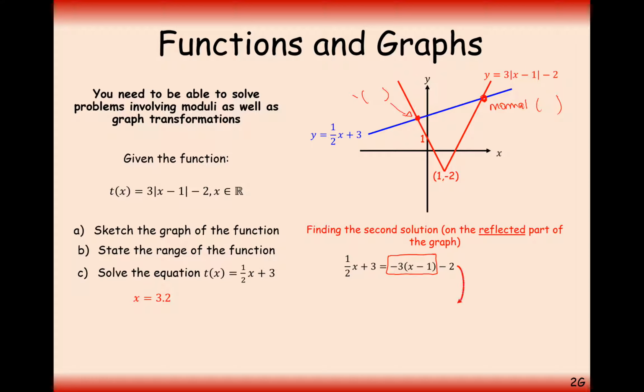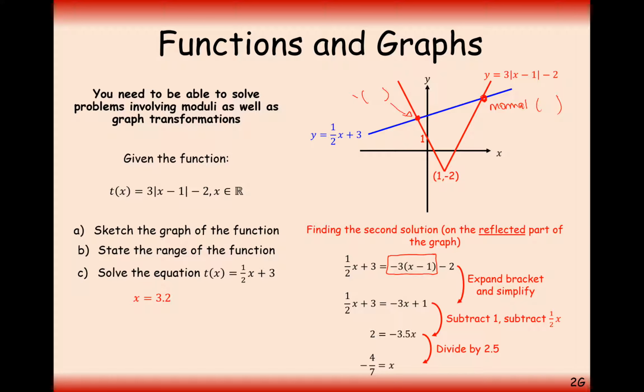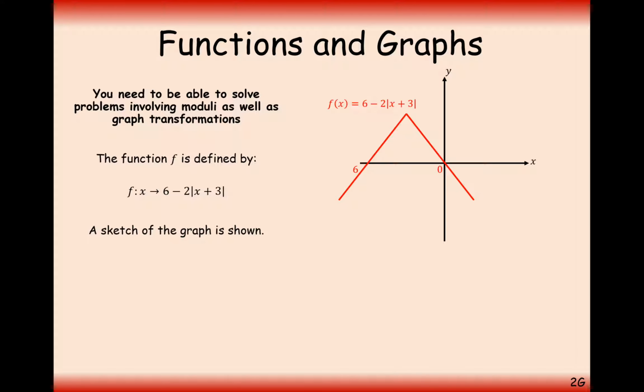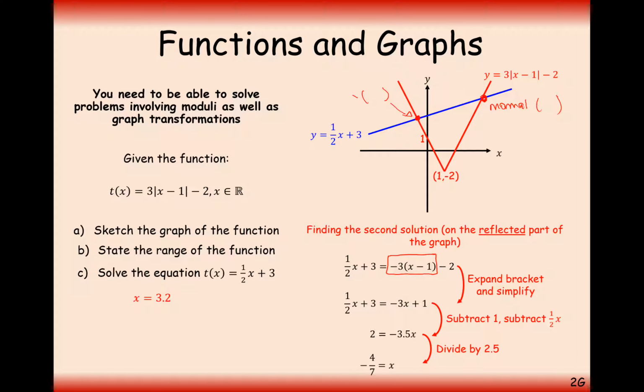So let's now go ahead and expand these brackets. And we get x equals minus 4 over 7. Okay, so our two solutions are x equals 3.2 and x equals minus 4 over 7. So once again, one of these solutions just needed the modulus symbols to be replaced by a normal pair of brackets. For the other solution, on the reflected part of the graph, the modulus brackets were replaced by a negative pair of brackets.